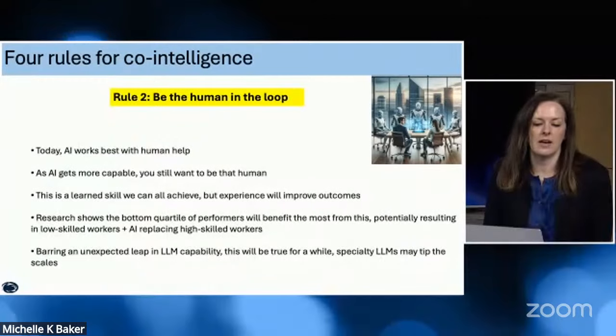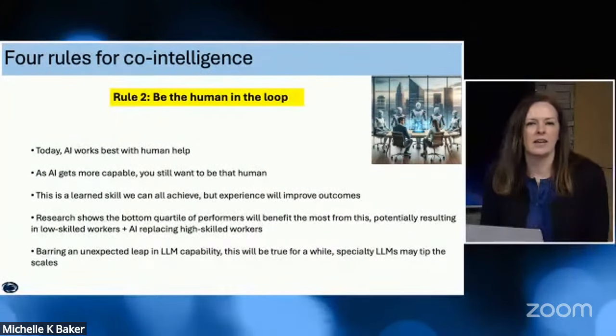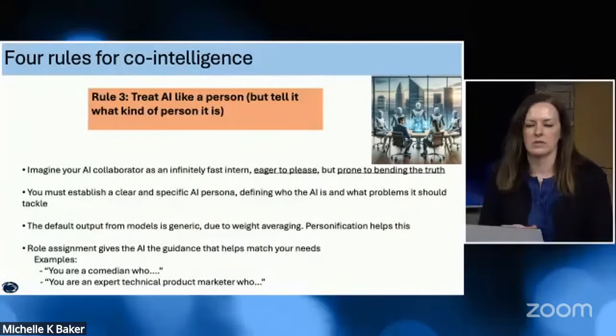And this is barring an unexpected leap in large language model capabilities. Every day there's hype about that, but it does not appear that we're close to that kind of leap at this point. So being that human is going to be really, really important. Treating AI like a person, but tell it what kind of person it is.